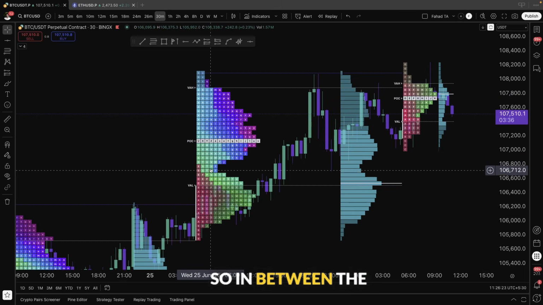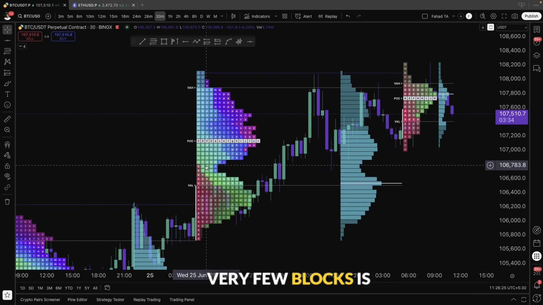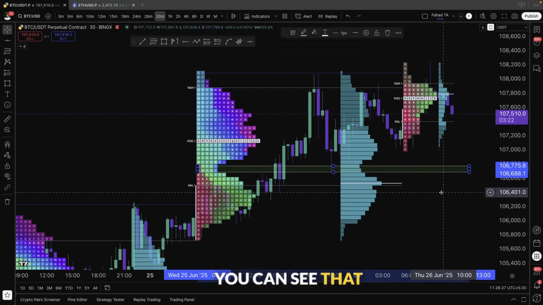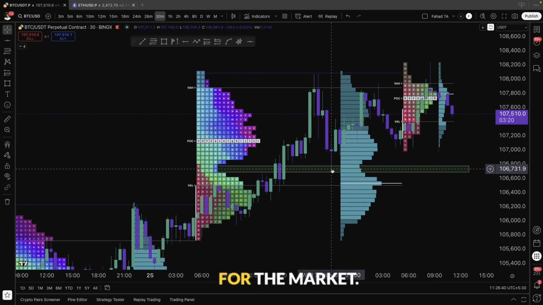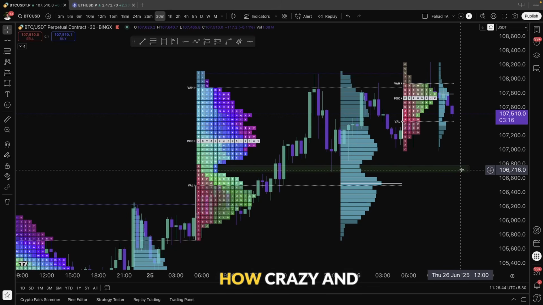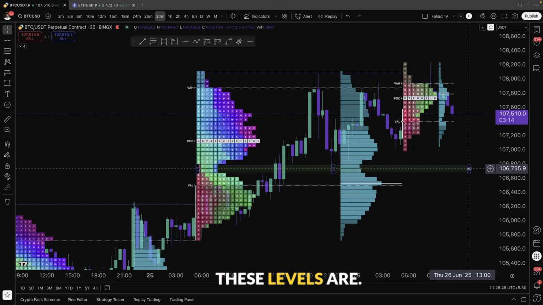So in between, the areas which have very few blocks are the areas which are highly neglected, and there might be some orders which are pending. If you just mark this block and extend it, you can see that was the exact point of reversal for the market. That is exactly where it reversed from. So now you see how accurate these levels are.